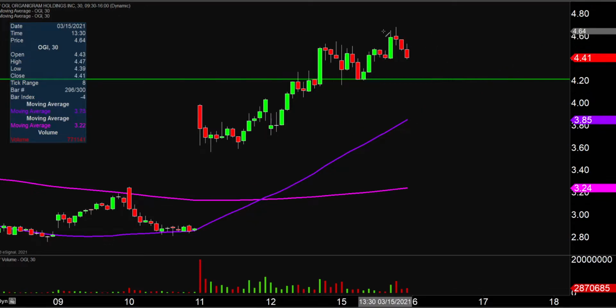Then as far as levels of resistance are concerned, the key level to watch is going to be right up there at $4.65. But overall, as long as the price keeps on building those higher bases, that is by far what matters most.